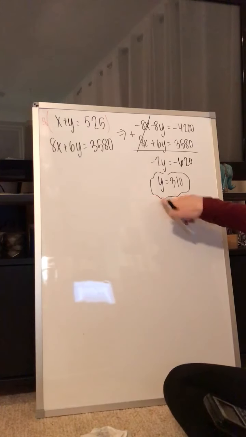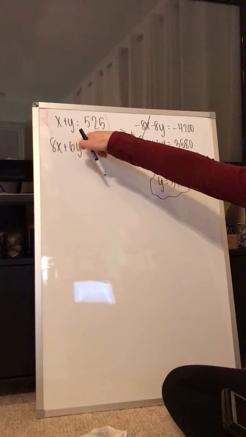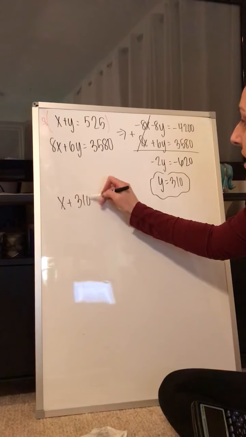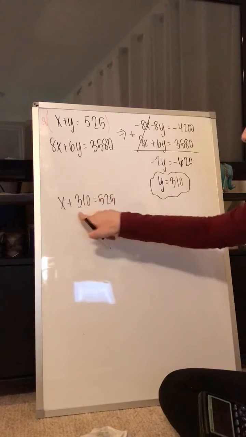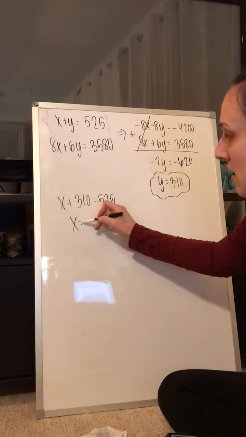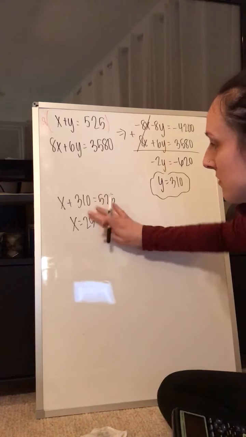And then to find the x value, plug back into either one of these. I'm going to use the first one because that's going to be easy. So x plus the y value of 310 is equal to 525. So I'll get rid of the 310. 525 minus 310 gives me 215.